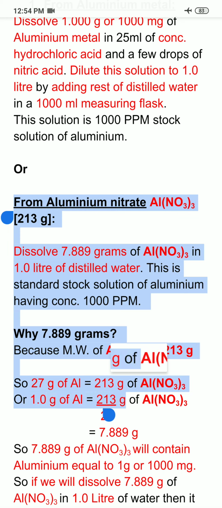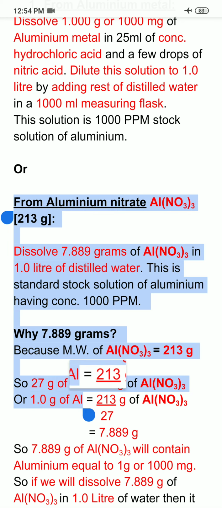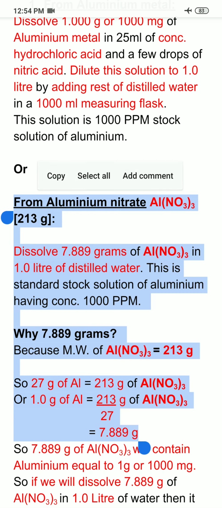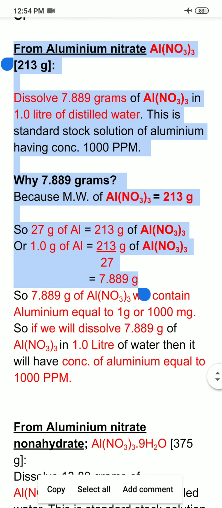From this I can write that 1 gram of aluminium would be equal to 213 grams divided by 27 grams of aluminium nitrate, which comes out to be 7.889 grams. So 7.889 grams is the weight of aluminium nitrate which will have 1 gram of aluminium. If I dissolve this much aluminium nitrate anhydrous in 1 liter of water, it will automatically have 1 gram or 1000 milligrams of aluminium. So its concentration will come out to be equal to 1000 ppm.